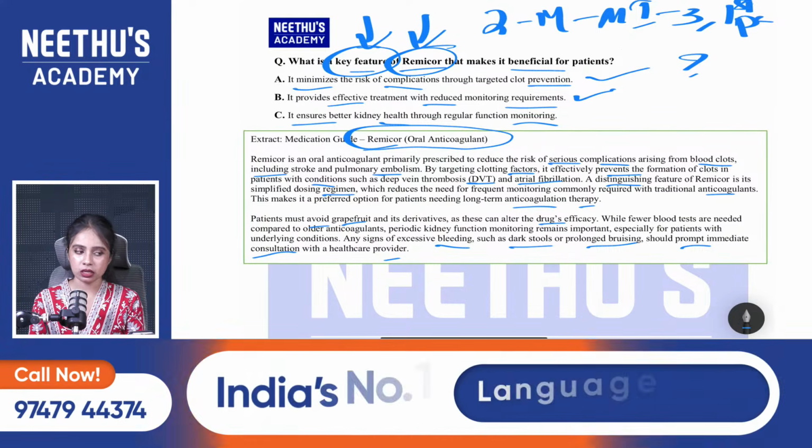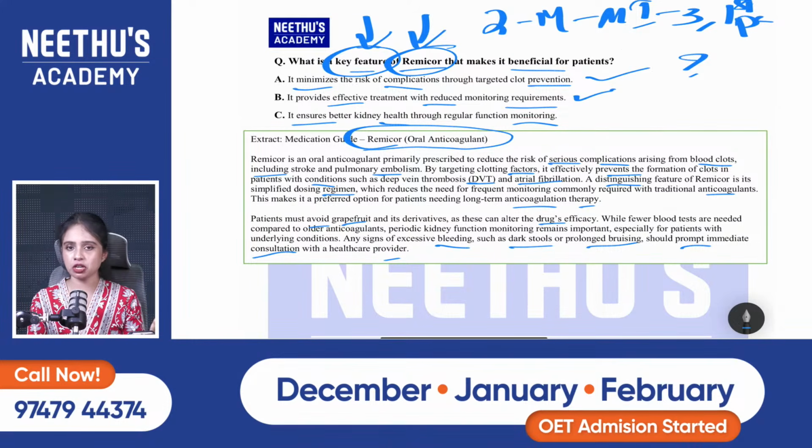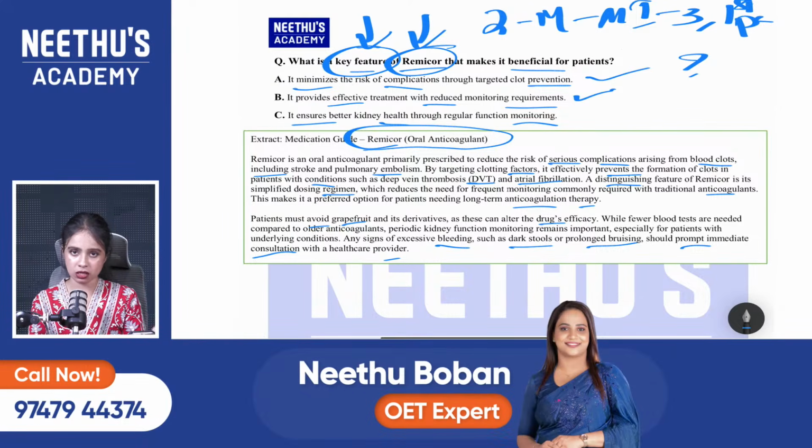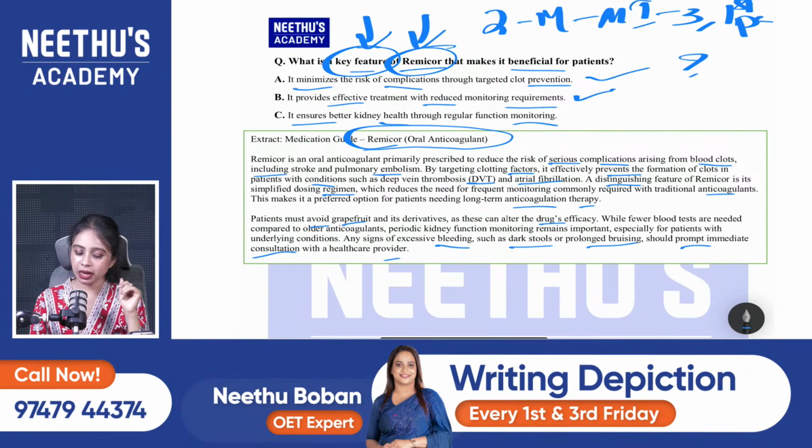So for example, here it is a medicine. What is the speciality of the medicine? There will be many specialities. What is the main feature of the medicine? What is the important speciality of the medicine? That is the question. So here, option A is mentioned in the para.